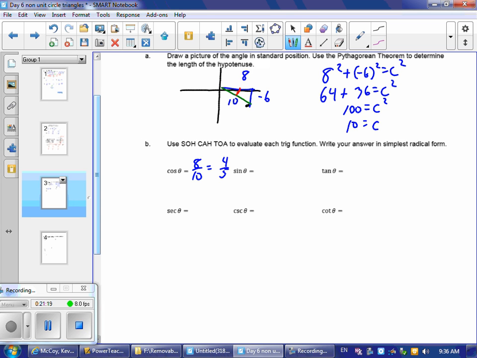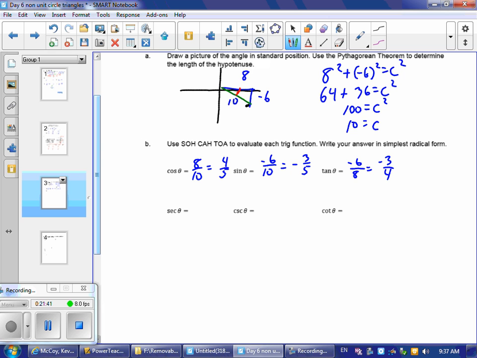Sine is opposite over hypotenuse, so that's -6 over 10, which reduces to -3/5. And then tangent is opposite over adjacent, which is going to be -6 over 8, which reduces to -3/4.